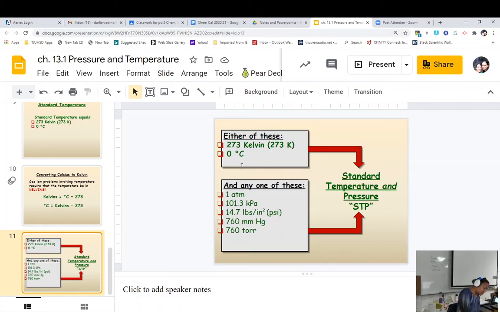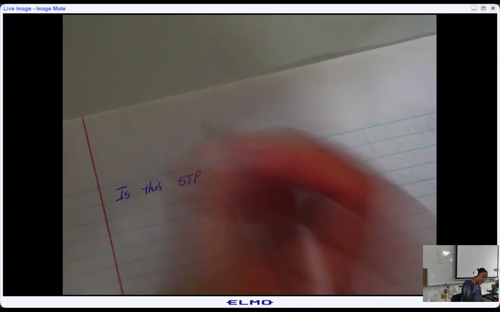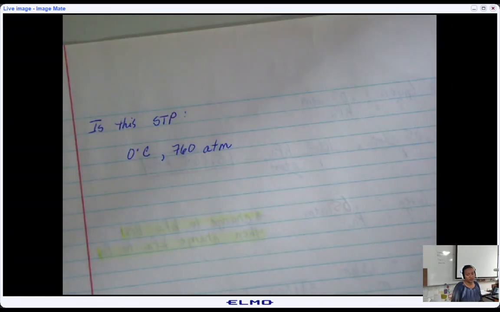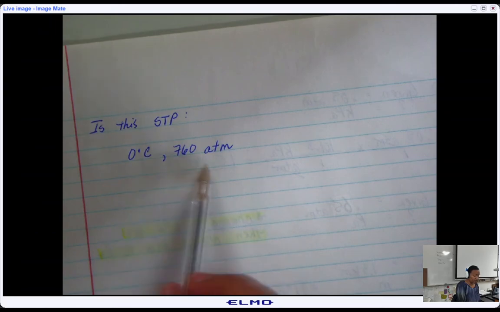Okay, is this STP? And then you may be given something like, let's say I give you 0 degrees Celsius, 760 ATM. And the answer is yes or no. Is this STP? These two measurements together, is this a standard temperature and pressure?